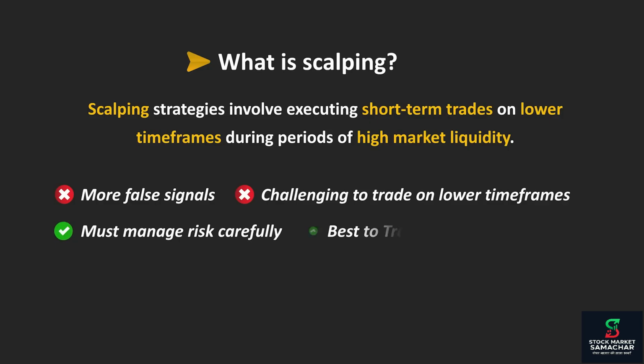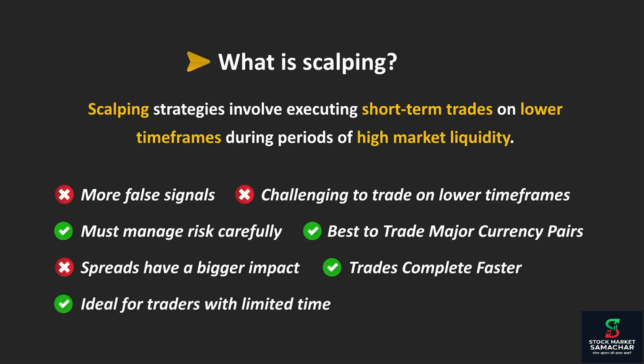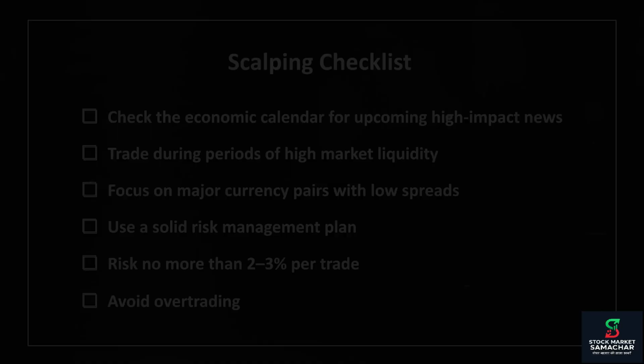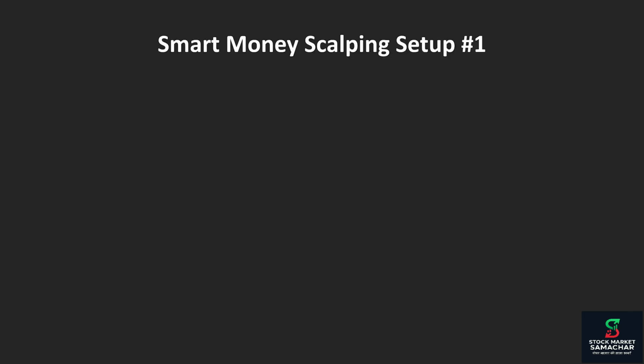It's also best to trade major pairs that have lower spreads, especially since spreads matter when targeting 10-20 pips. However, trades usually finish within an hour, making scalping ideal for those who want quick results without spending long hours on the charts. So here's a checklist that every scalper should follow before analyzing the chart and placing trades. Now, let's start with the first scalping strategy.